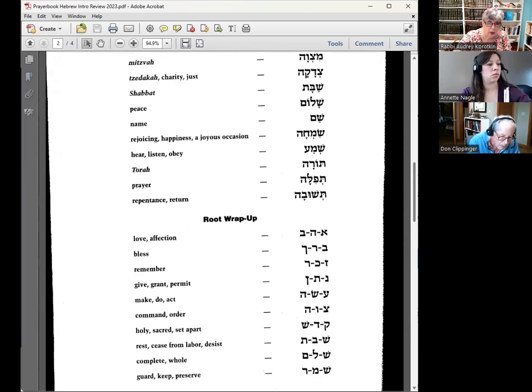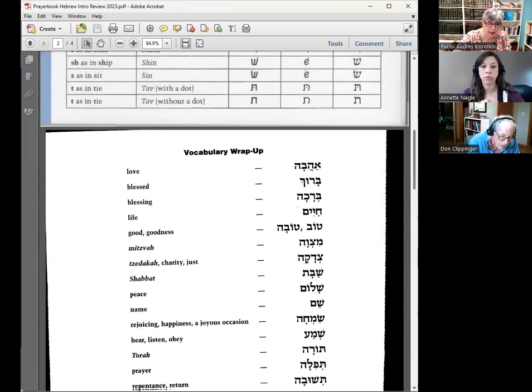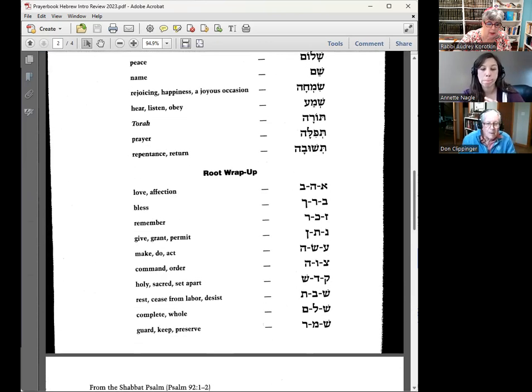What I wanted to do was go over a couple of things. One is the fact that Hebrew is based on 3-letter roots. Most Hebrew words, if you look into them, will have a 3-letter root. If you can find the 3-letter root, chances are you can figure out what they're about.